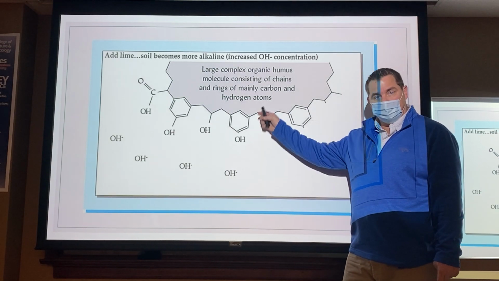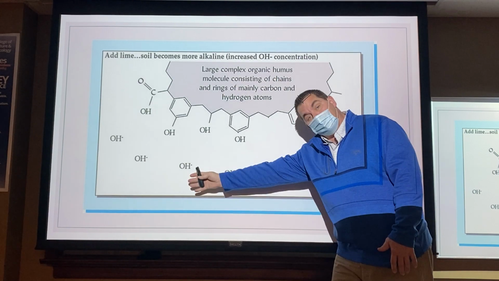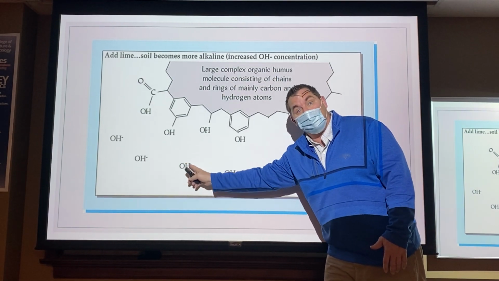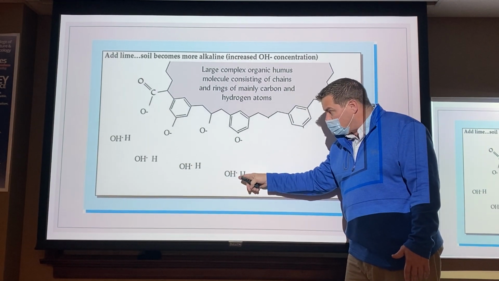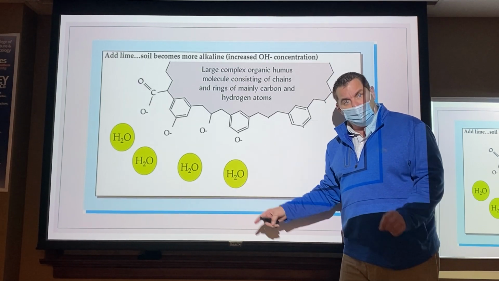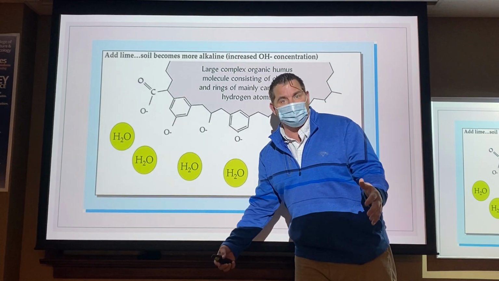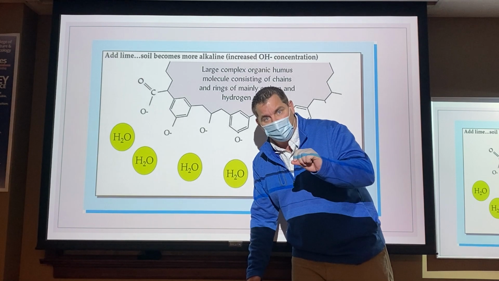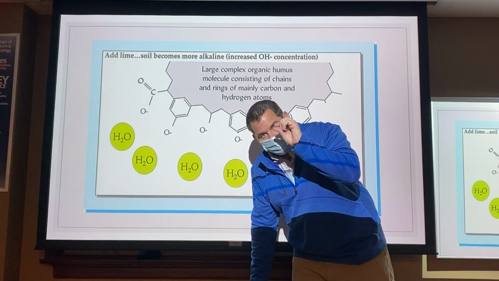I'll run by that again while you're writing them down. So we add lime, increase hydroxyl concentration. Because these hydroxyls are looking to be in equilibrium, the hydrogens will dissociate from the functional groups of organic matter to form water. Now we're talking about a molecule of water, not a glass of water or a lot of water. We're talking about Avogadro's number, 6.02 times 10 to the 23rd. Very small amount.